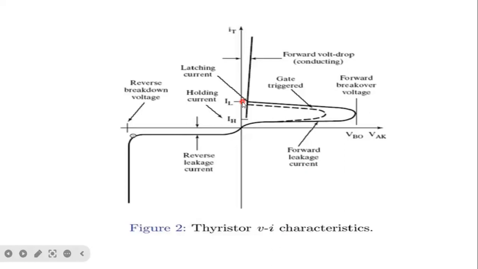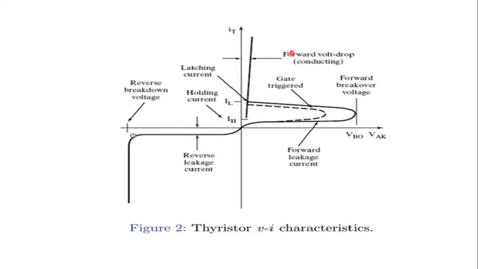Some amount of current is required, and that current is called latching current. And then holding current is the minimum value of current needed to keep the thyristor on; below it the thyristor turns off. And this is called reverse leakage current. This much current is called reverse leakage current.